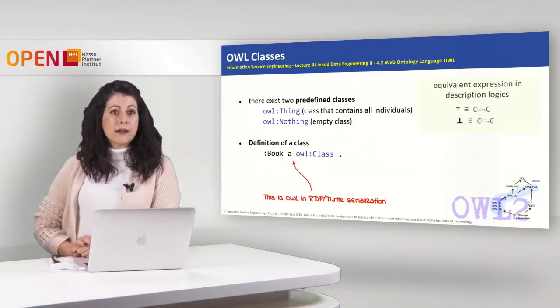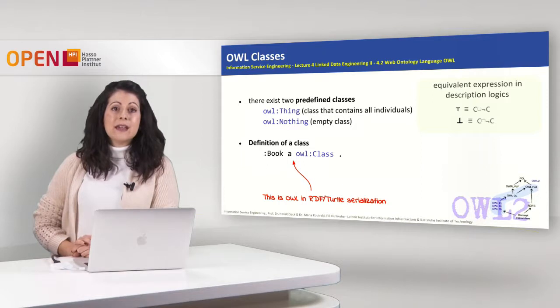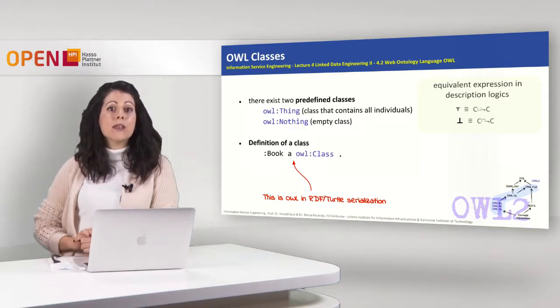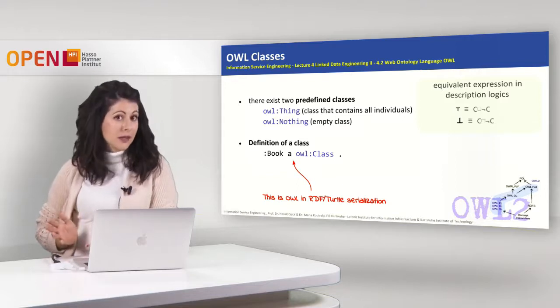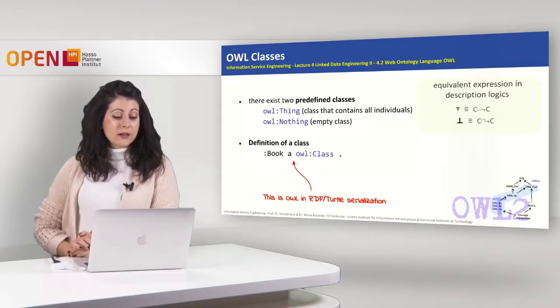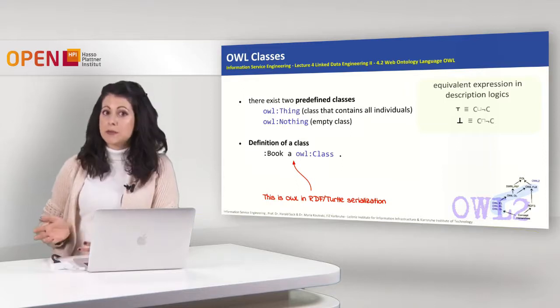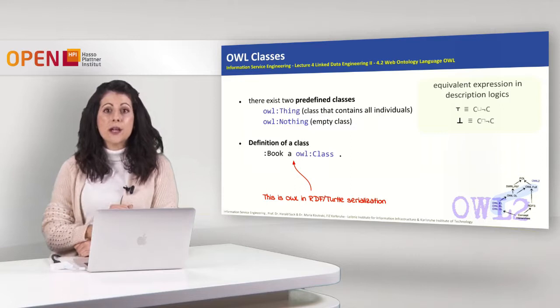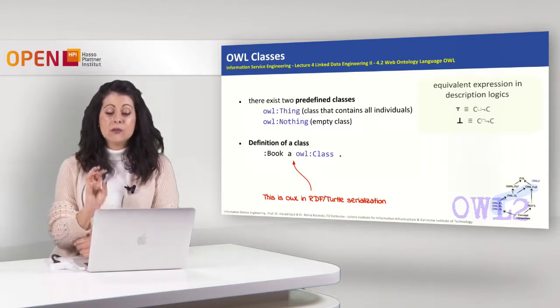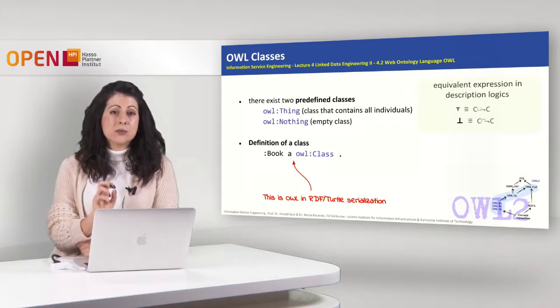So starting with the classes. There are 2 predefined classes in OWL. The first one is called owl:Thing and is the class that contains everything, all the individuals. All the individuals in an OWL ontology are of type Thing. And the second one is owl:Nothing, which is the empty class. What I want to mention here is that you see this gray box in the right corner of the slide, and this is the equivalent expression in description logics.